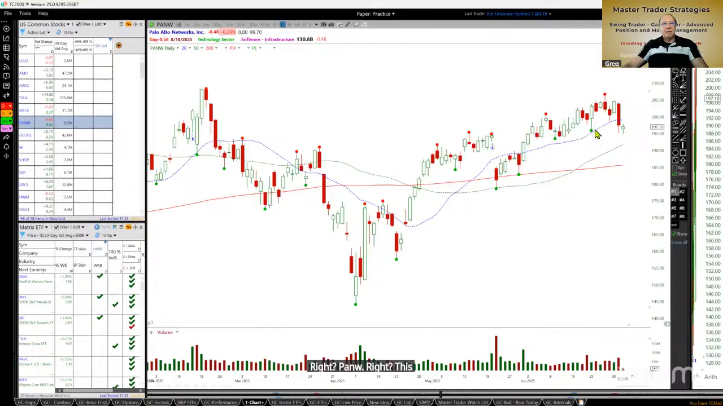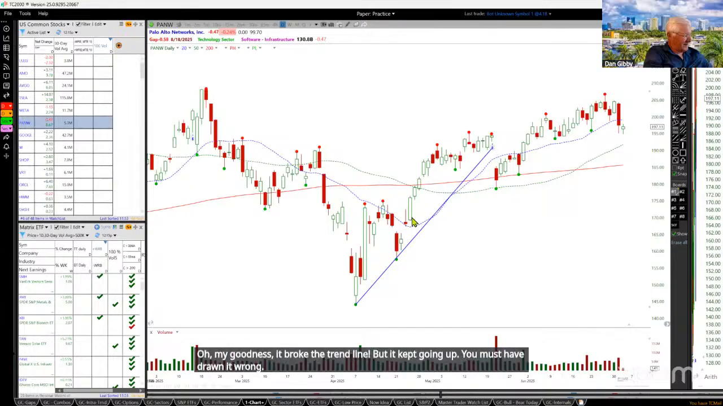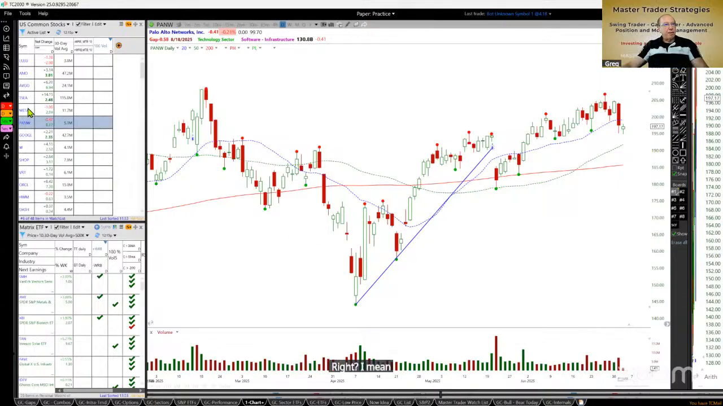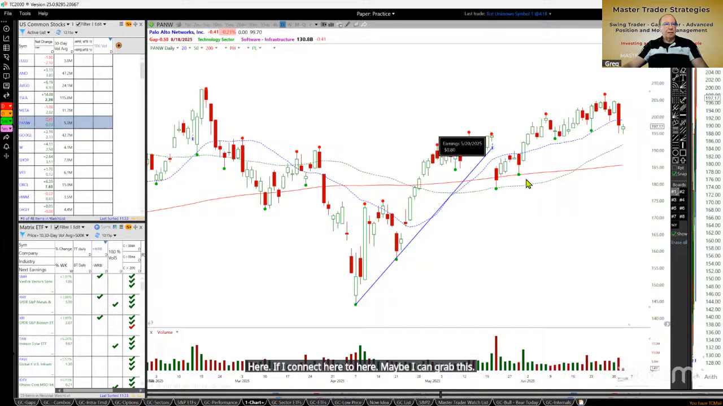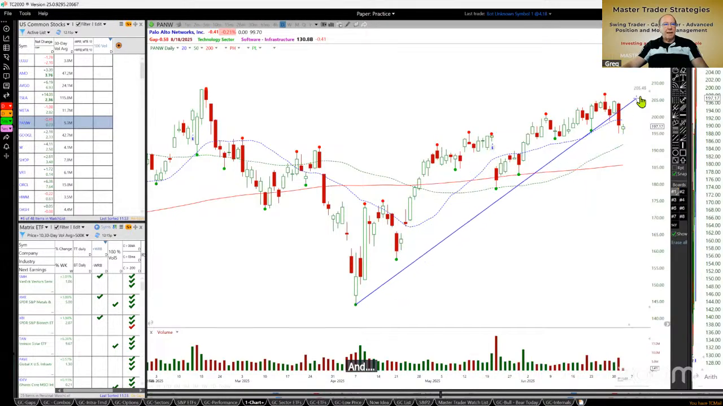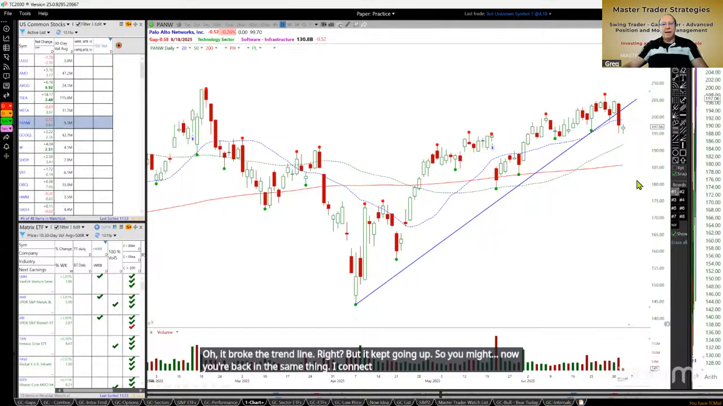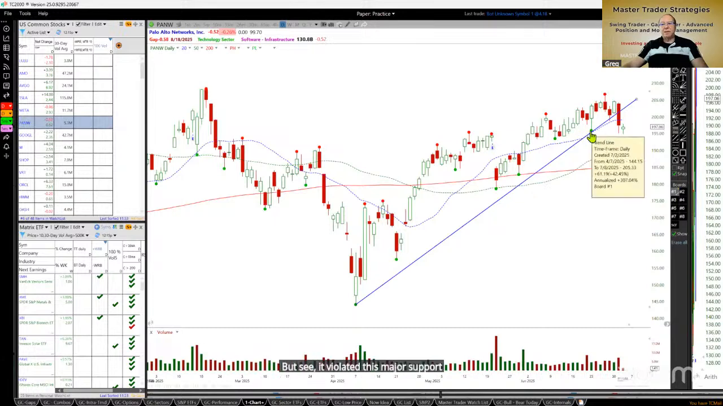If you're drawing trend lines, oh my goodness, it broke the trend line, but it kept going up. You must have drawn it wrong, right? I mean, this is what happens. Where's my trend line tool here? If I connect here to here, maybe I can grab this. Now we do this. Oh, it broke the trend line, but it kept going up. So now you're back in the same thing. I connect here. Oh, now it's drawn the right way. It broke the trend line, but see, it violated this major support point. It has to break the trend line.